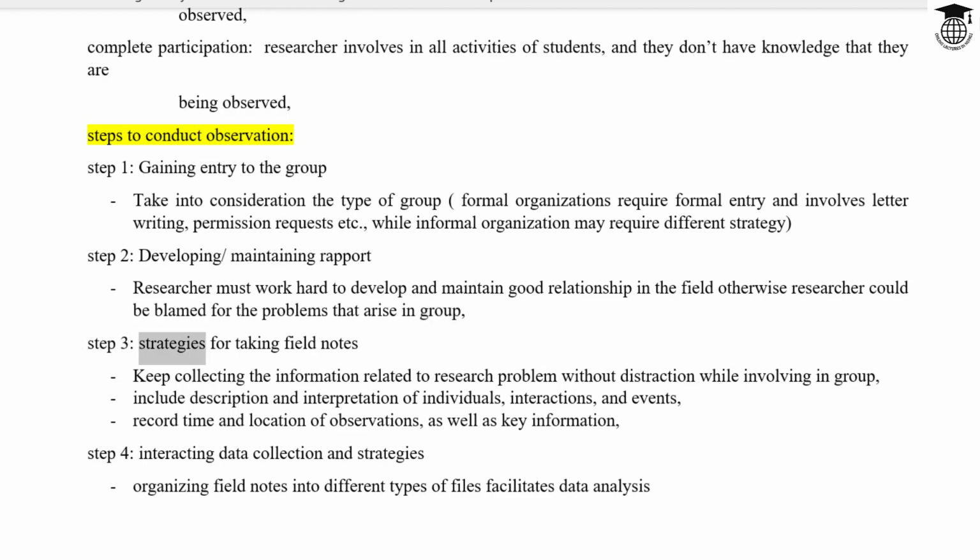Step 3. Strategies for taking field notes. Keep collecting the information related to the research problem without distraction while involved in the group. Include description and interpretation of individuals, interactions, and events. Record time and location of observations, as well as key information. Step 4. Interacting data collection and strategies. Organizing field notes into different types of files facilitates data analysis.